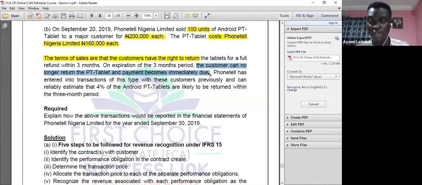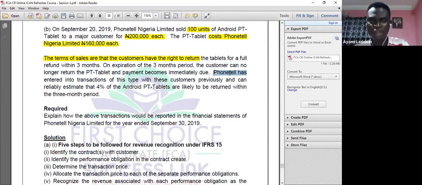I'm sure you are aware of that. Once you have been able to do your 5-step model properly, then you can go ahead and recognize revenue, even though money might not have been paid. But since there is a variable consideration here, in the revenue that we want to recognize, we need to consider that portion of the variable element. So we don't take it as part of our revenue. So what do we do around that?